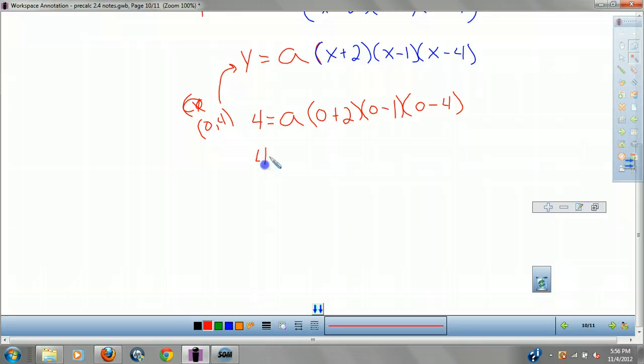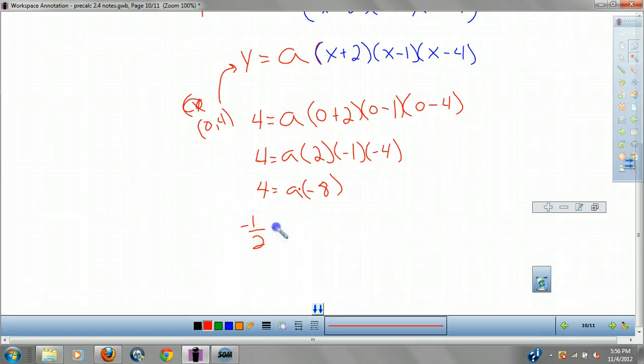So I get 4 equals a times 2 times negative 1 times negative 4, or 4 equals a times negative 8. Here, I'll put parentheses, a times. So I divide both sides by negative 8, and I get a equals negative a half, right? Again, guys, just plug in your x and y. We'll put in your zeros first, your factors. Plug in your x and y. Good to go.